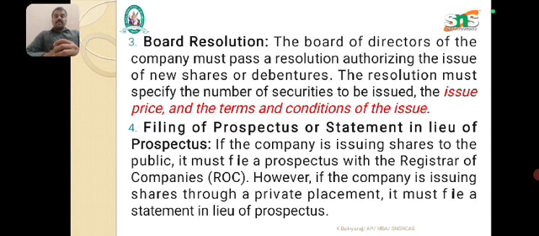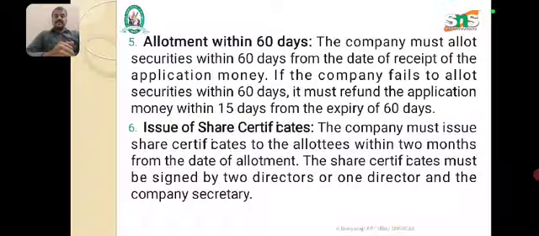Procedure number 3, board resolution. The board of directors of the company must pass a resolution authorizing the issue of the new shares or debentures. The resolution must specify the number of securities to be issued, the issue price and the terms and conditions of the issue. Procedure number 4, filing the prospectus or the statement in lieu of the prospectus. If the company is issuing shares to the public, it must file a prospectus with the Registrar of Companies, that is ROC. However, if the company is issuing shares through private placement, it must file the statement in lieu of the prospectus.